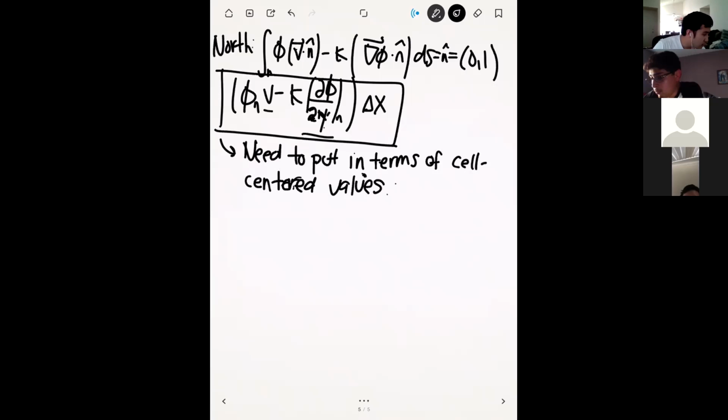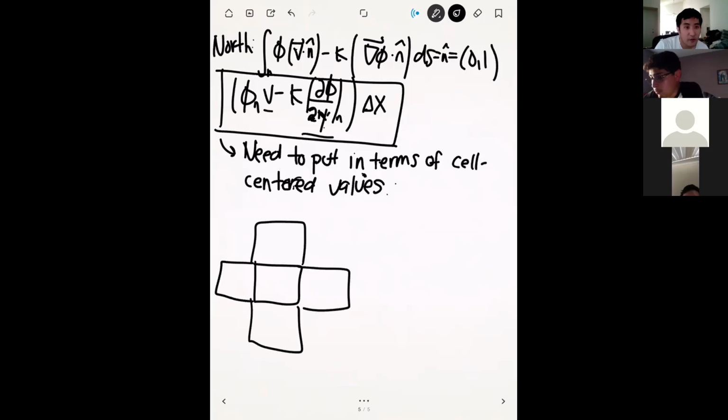So let me draw out the cell and all of its neighbors. We have our little cell here. Just like before, I'm going to use phi sub c to denote the center cell, the cell of interest. And then just like before, I'm going to use capital letters to denote the values of the solution at the neighbor cells. So we have phi sub capital N for the north neighbor, phi sub capital E for the east neighbor, phi sub capital S for the south, and phi sub capital W for the west neighbor.